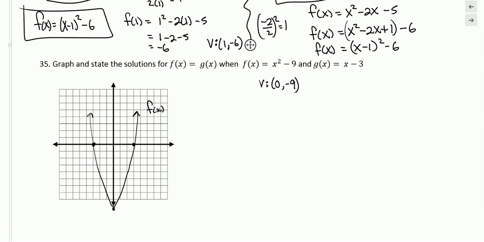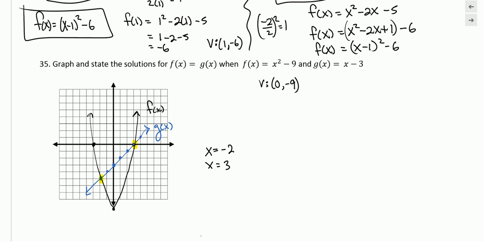G of x is a line with the slope being 1, y-intercept is at negative 3. And we are looking for where they're equal to each other, so where the two graphs are crossing. It looks like at 2 spots. I'd say it looks like at x equals negative 2 and at x equals 3.